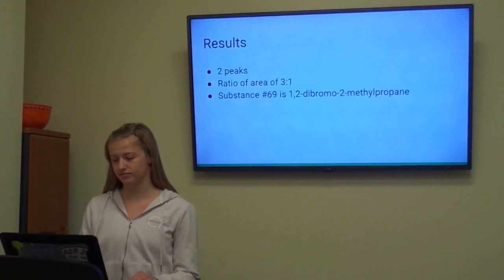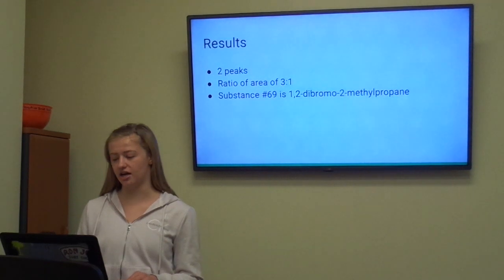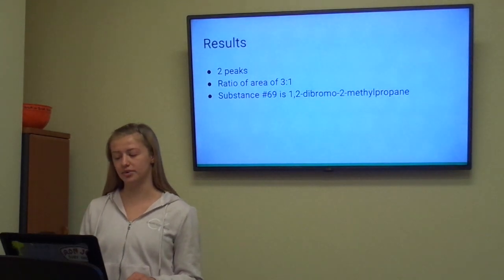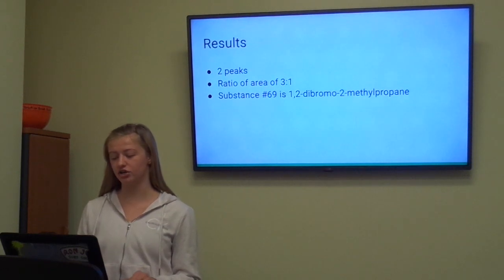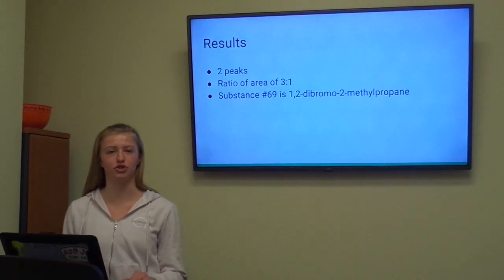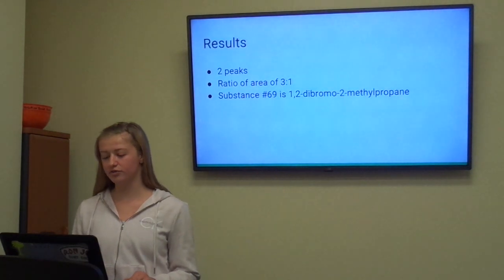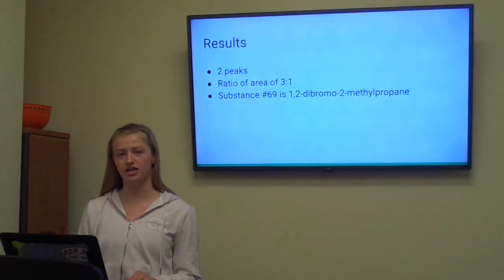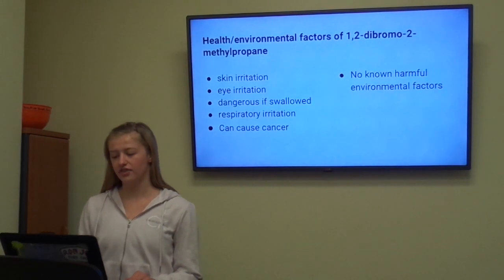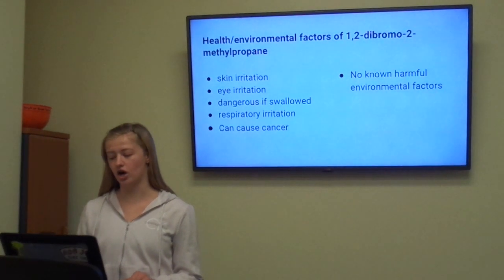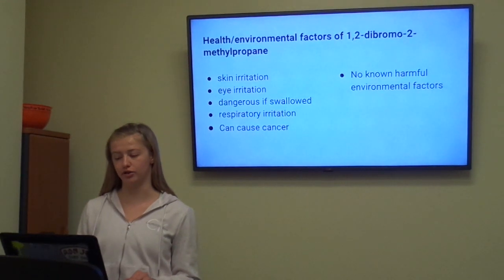1,2-dibromo-2-methylpropane. For substance number 69, I found this substance to have 2 peaks, a ratio of areas of 3 to 1, a carbon singly bonded to hydrogen, and a carbon singly bonded to bromine, which matches the peaks, ratios of areas, and functional groups of 1,2-dibromo-2-methylpropane. With all this information, substance number 69 is 1,2-dibromo-2-methylpropane. There are severe health cautions if you were to come in contact with 1,2-dibromo-2-methylpropane.